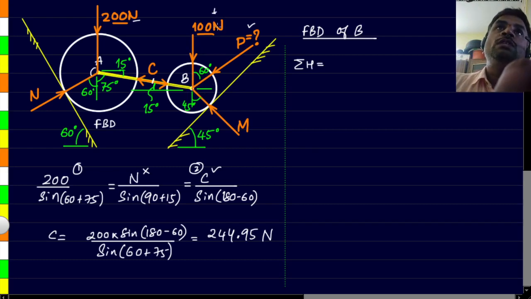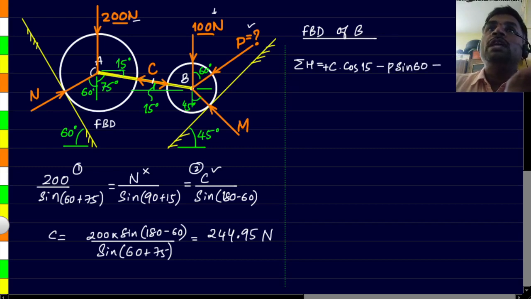This force of 100 newtons is vertical, so it will not have any horizontal component. The force C will have a horizontal component of C cos 15, and it is acting on the right side, so it's going to be positive. Then of course this will not have any effect. P will be acting on the left side. The horizontal component of P is acting left, and the component itself is P sin 60. Then the horizontal component of M is also acting on the left side, and the component is M sin 45. So that completes all the forces. This total has to be equal to 0.